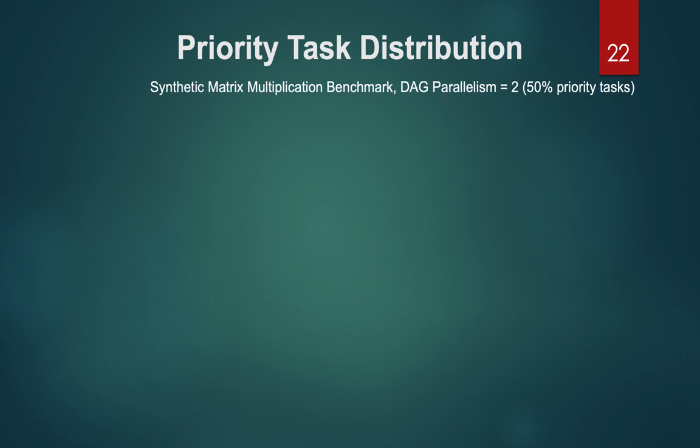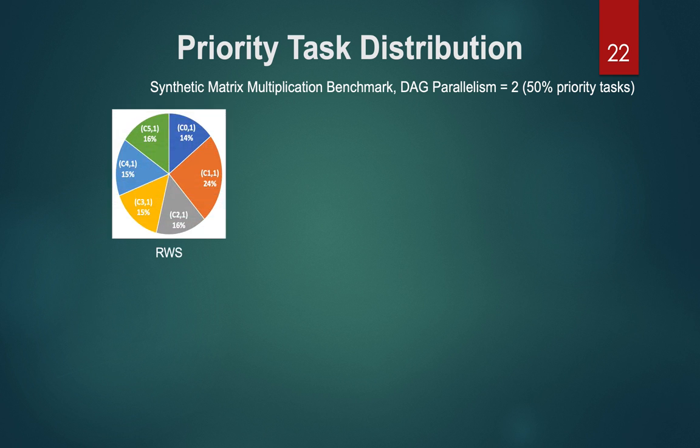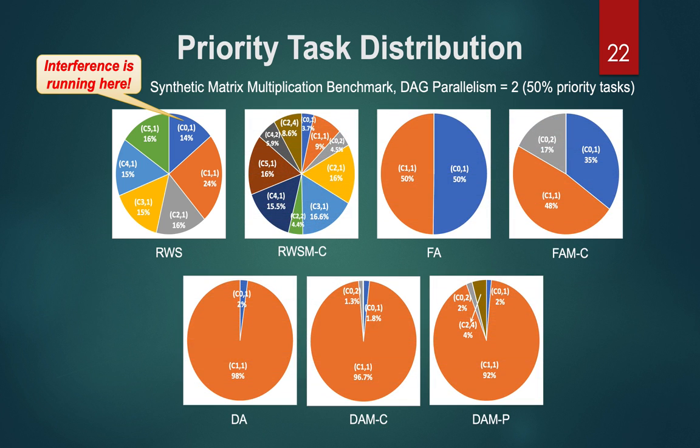Still, we analyze the synthetic matrix multiplication with parallelism 2, which means 50% of tasks are priority tasks. And this is the random walk stealing result. The interference is running on C01. Leader core C0, resource width is 1. The faster Denver cluster includes 3 configurations, C01, C11, and C02. As we can see, 14% in random walk stealing is queued here.